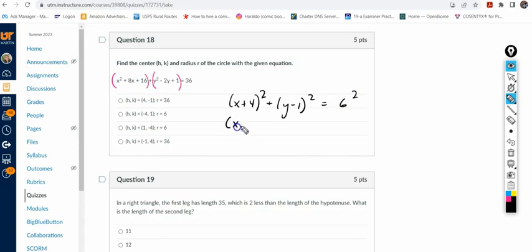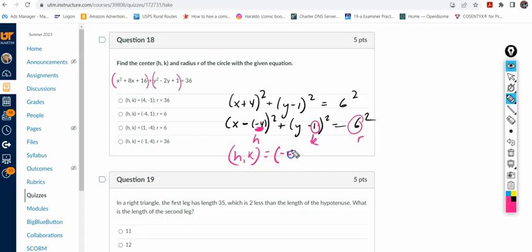Okay, so we just want to rewrite that. X plus 4 is the same as x minus negative 4. And I'll just have y minus 1 there. Okay, so that's going to be my h. That is going to be my k. That's going to be my r. So h comma k is going to be negative 4 comma positive 1. And my radius is going to be 6. So I'm looking at that one there.